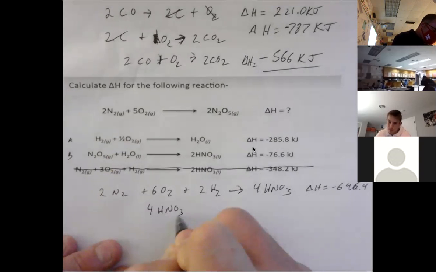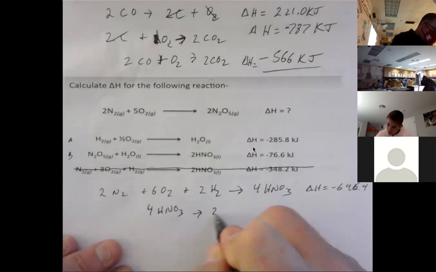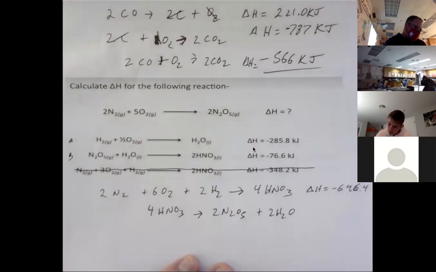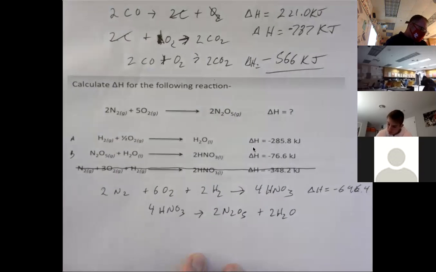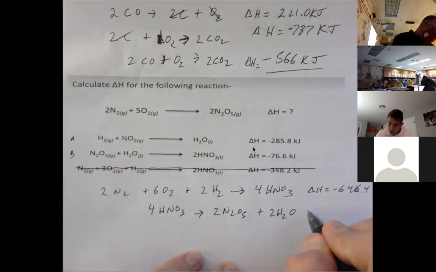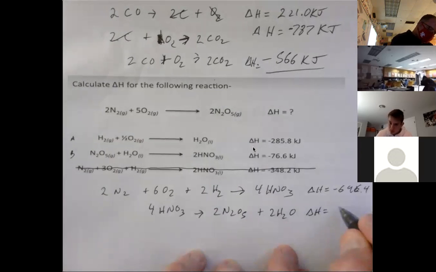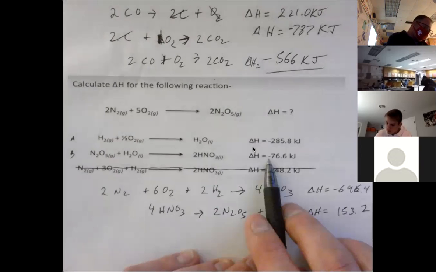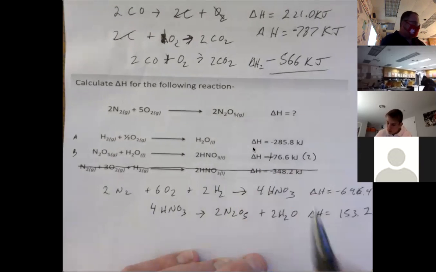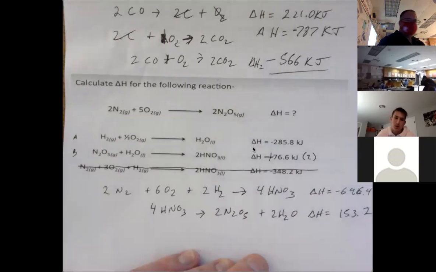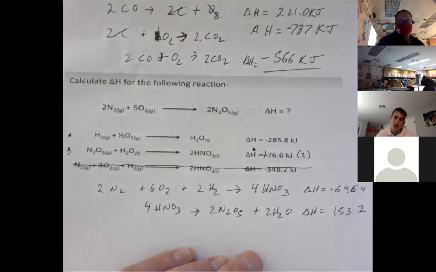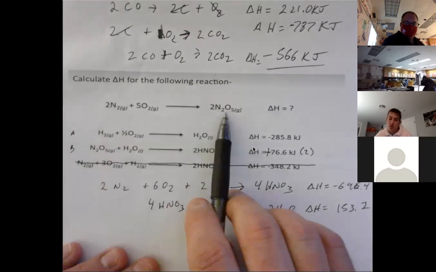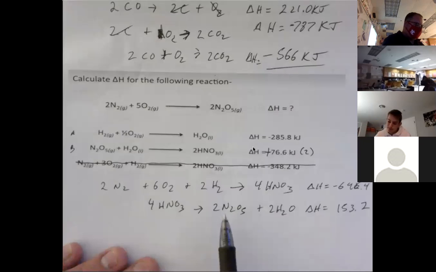4HNO3 yields 2N2O5 plus 2H2O. 76.6 times 2. The answer is 153.2. Why is it positive? Because I flipped it. Why is it times 2? Because I doubled it. Did we flip it and double it so it would match the one above it? Yeah, we want it to match this. Okay. So now I have this 2N2O5 on the product side.